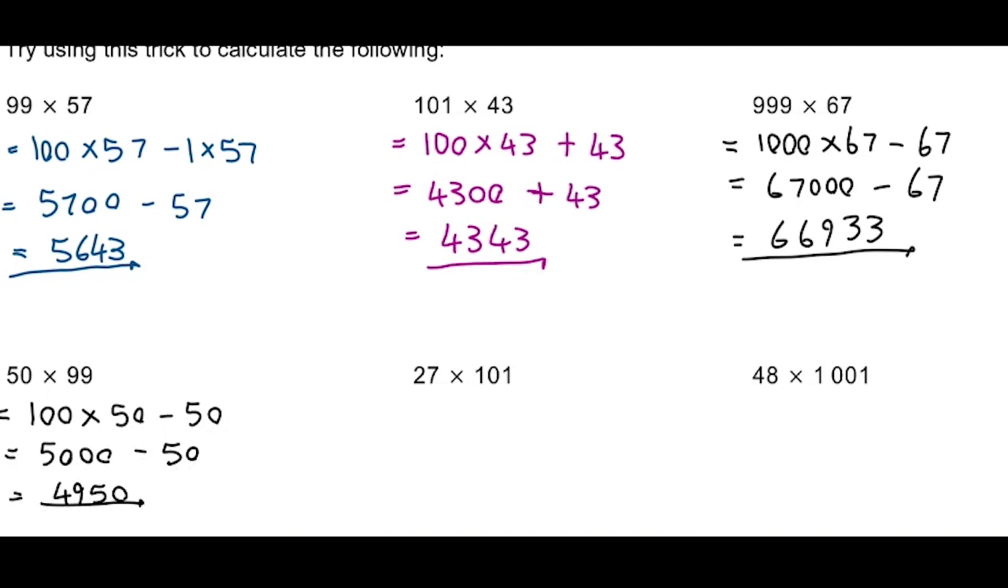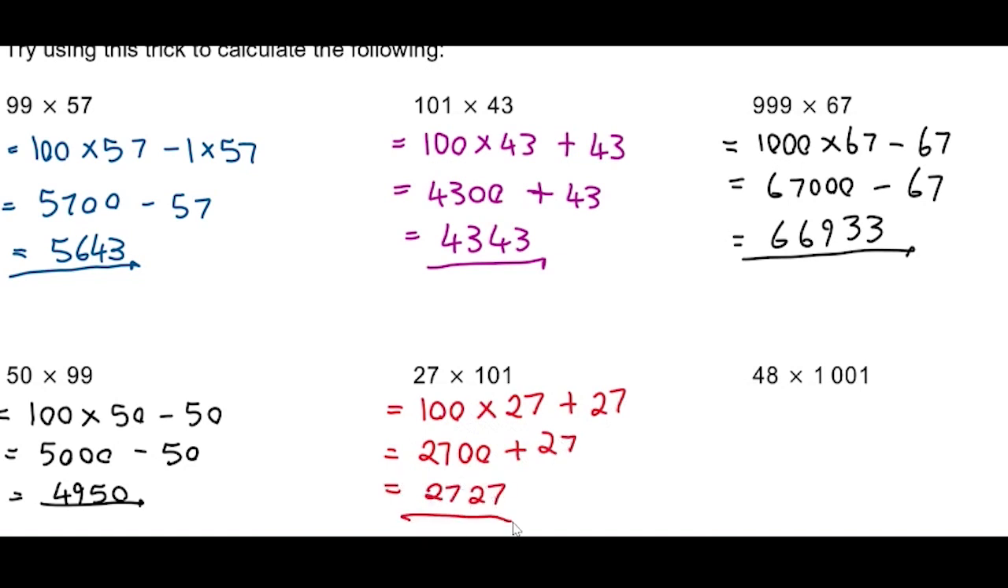Right, 27 times 101. Well, that's pretty straightforward. It's 100 lots of 27, that's one more lot of 27, that's 101 lots of 27. We get 2,700 plus 27, and we get 2,727.